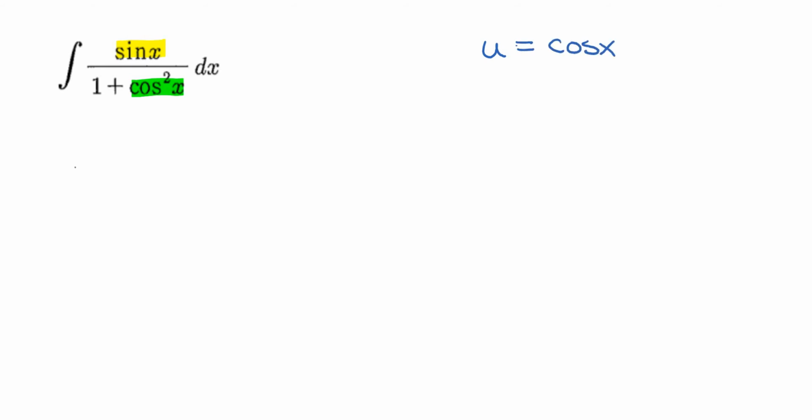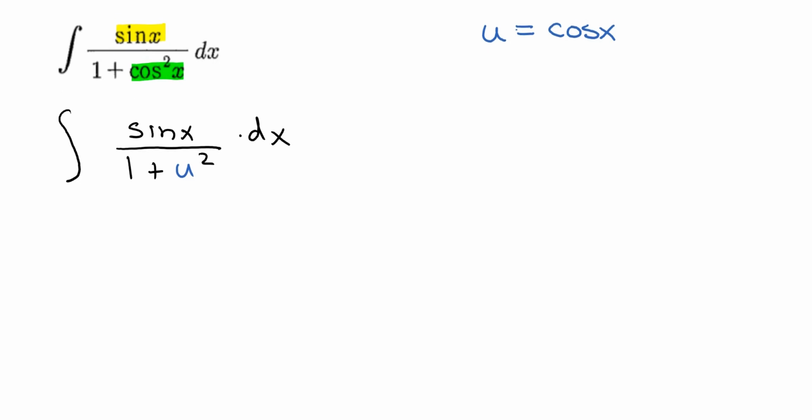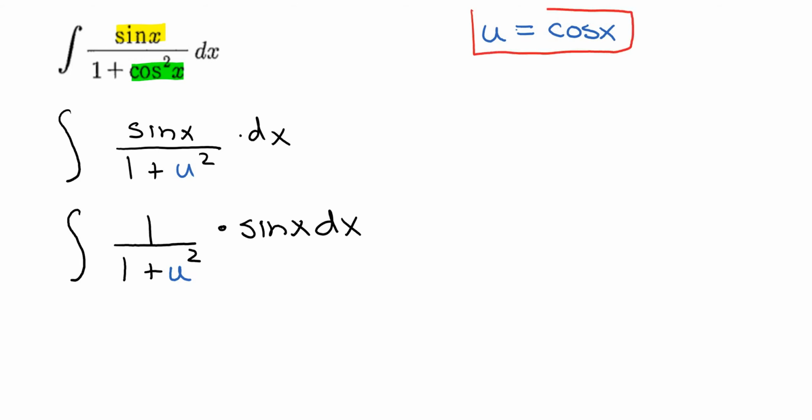Okay, and if I do that, let's go ahead and rewrite the original problem. So it's going to be sine x all over 1 plus u to the power 2 times dx. So that's what happens when you let u equal cos x. Let me rewrite this one more time. I'm going to write this as 1 over 1 plus u squared times sine x dx.